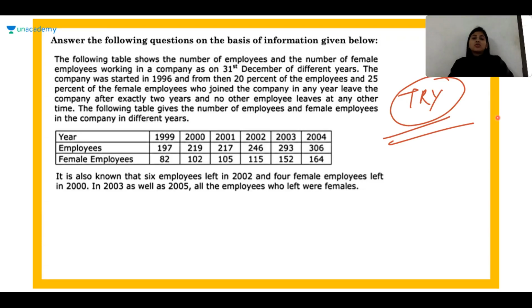Yes. So when they say employees, it includes both males and females, and the other category is just female employees. So once we figure out how many employees left and how many female employees left in a year, we can take the difference of them to figure out how many male employees would have left.